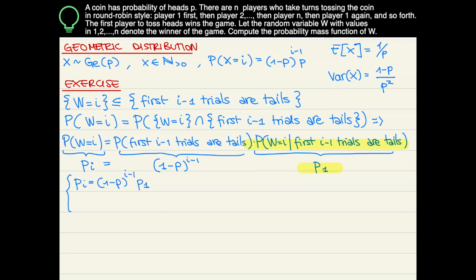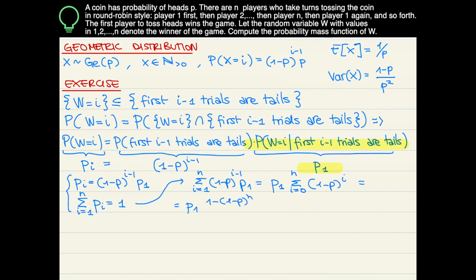We can obtain P1 using what is called the boundary condition. W is a finite discrete random variable, and the sum of the probabilities of all its n possible outcomes must be equal to 1. First, we substitute the formula for Pi in terms of P1. We then write the sum of this finite geometric series explicitly. Turns out P1 is equal to p over 1 minus (1 minus p) to the power of n.